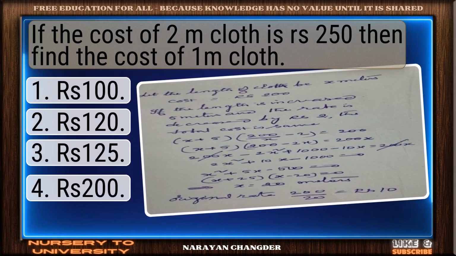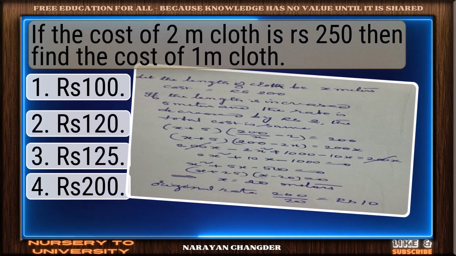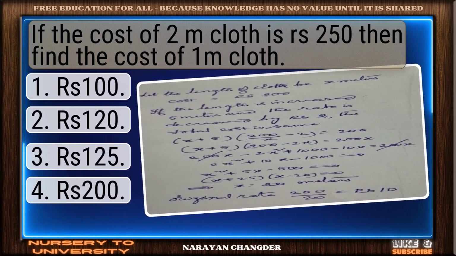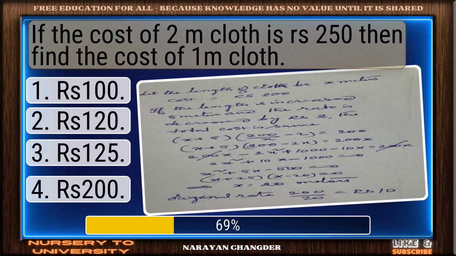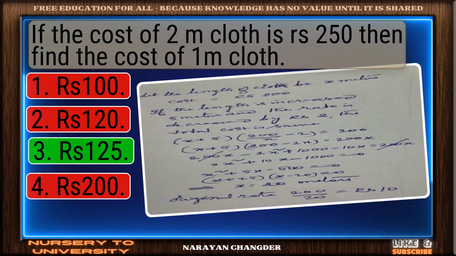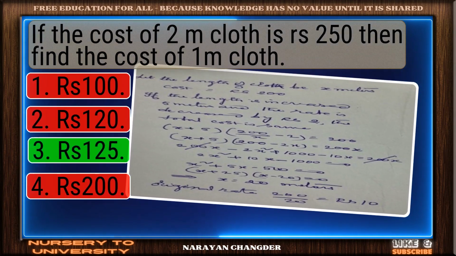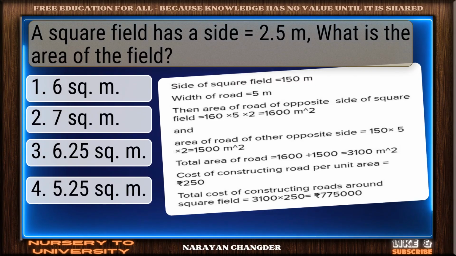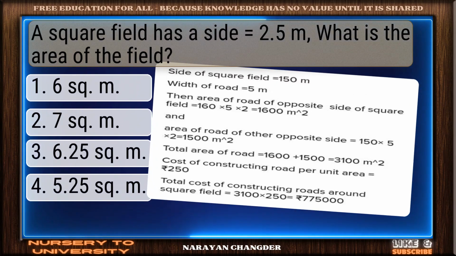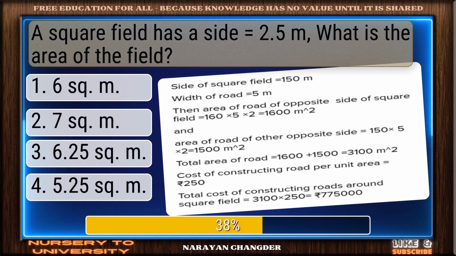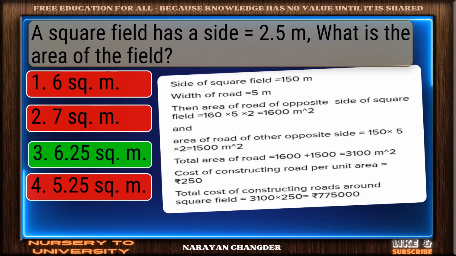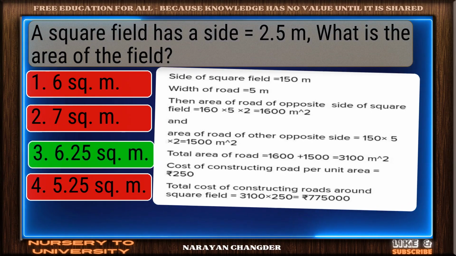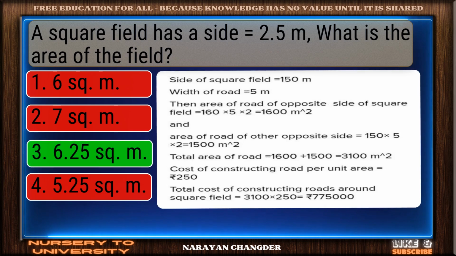If the cost of 2 m cloth is Rs 250, then find the cost of 1 m cloth. Sharp thinking. Rs 125 is the right choice. A square field has a side equal to 2.5 m. What is the area of the field? Good job. Your answer 6.25 sq m works well here.